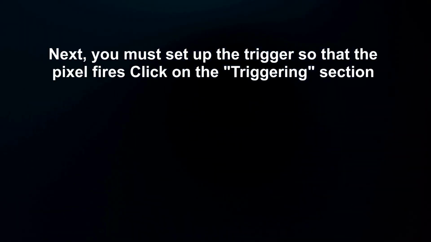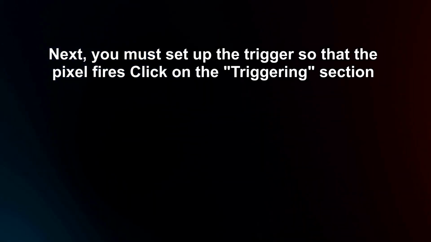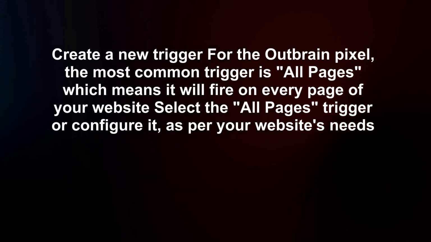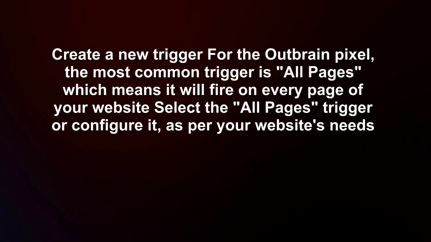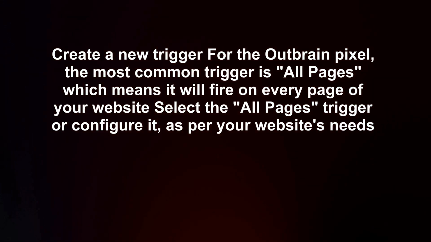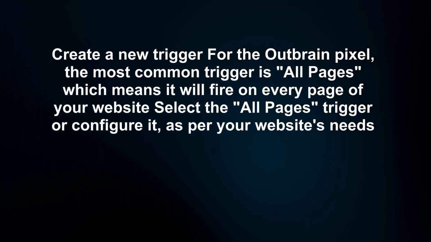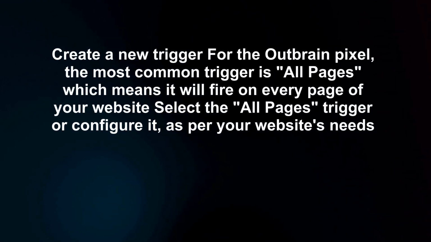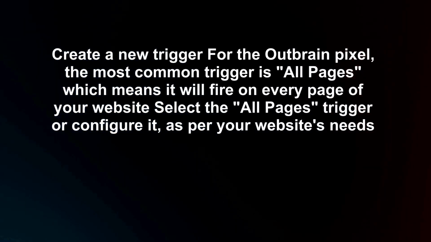Next, you must set up the trigger so that the pixel fires. Click on the triggering section. Create a new trigger for the Outbrain pixel. The most common trigger is all pages, which means it will fire on every page of your website. Select the all pages trigger or configure it as per your website's needs.